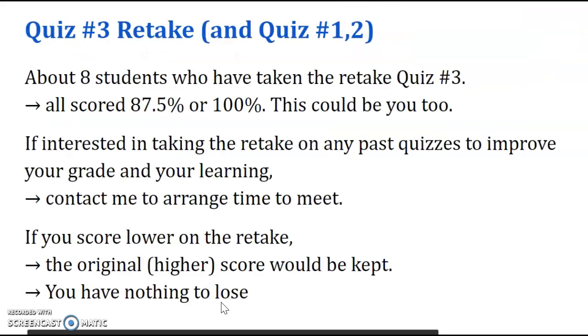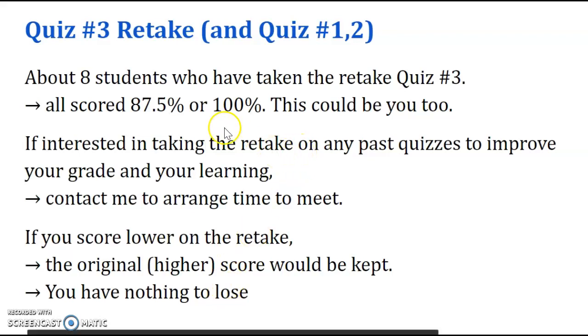Let's start off with some announcements. You took a quiz last lesson, so if you are absent or you're missing, then you need to contact me as soon as possible. Now, if you took the test or quiz, but you're not happy with the results, then you should be considering taking a retake.